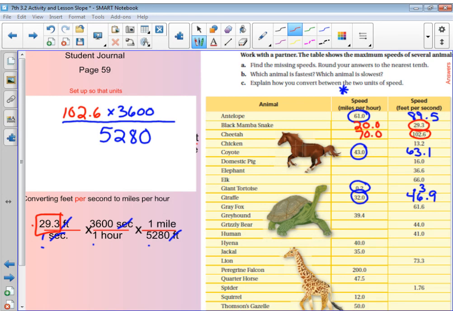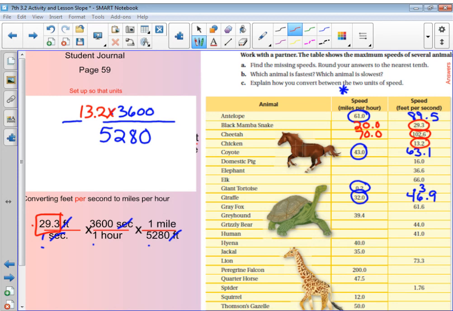Okay, let's try one more. So it's very similar to the previous one. It's just a different conversion. So our next one is 13.2. So we'll put 13.2 in here. Okay, so 13.2 times 3,600 divided by 5,280.